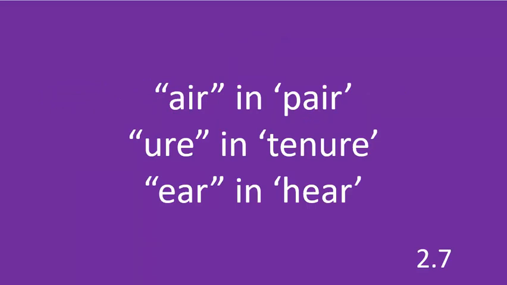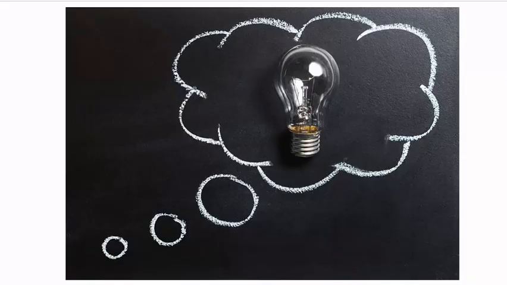Some linguists include these sounds in R-controlled syllable types: air, your, ear. Pause for a moment. What examples of R-controlled syllable types can you generate?